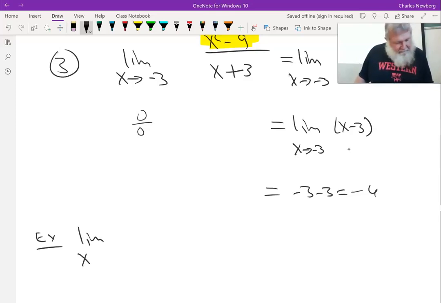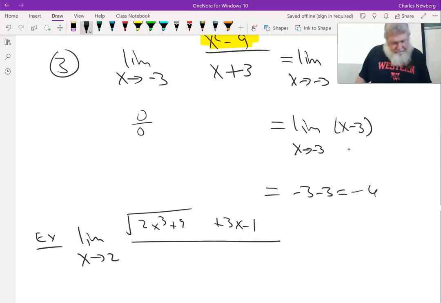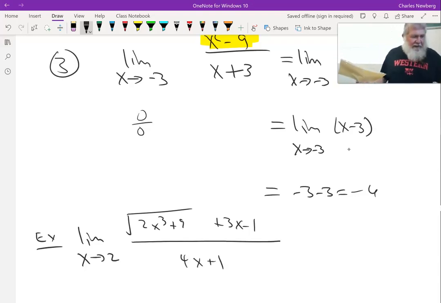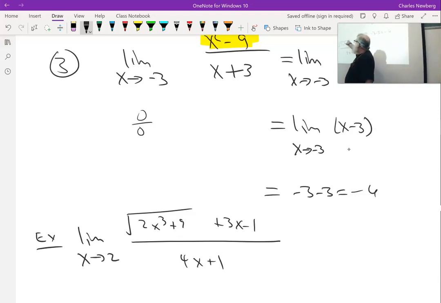Let's look at the limit as x goes to 2 of the square root of 2x cubed plus 9, plus 3x minus 1, over 4x plus 1. Okay. Is this a rational function? Yay or nay? Nay. What's the problem there? This pesky little square root. So we haven't talked about taking the root yet.